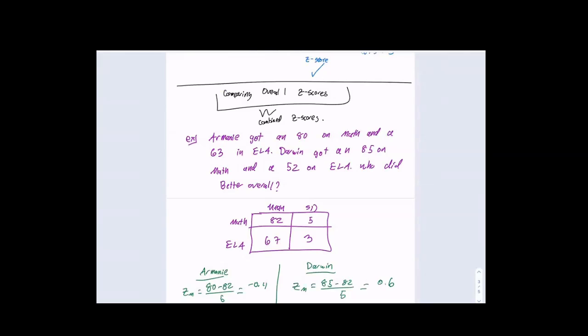If we were to add the 2 scores, Armani's 2 scores added together give me 143. Okay? Darwin's 2 scores together give me, and actually this is a bad example, I guess on this case, give me a 137. If we were just to add the 2 scores together, is that a good way of just noting who did better? If we just added the 2 scores together? The answer would be no.